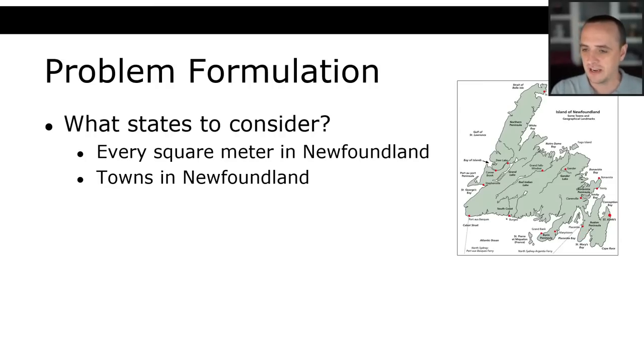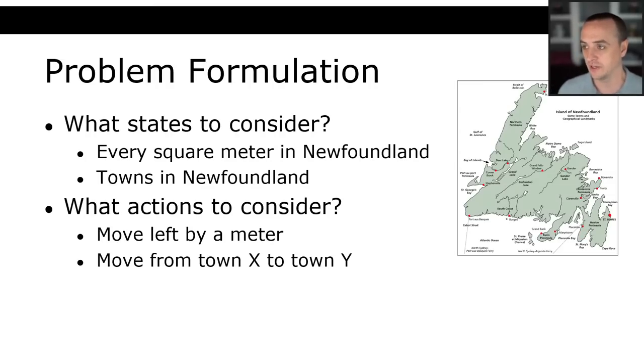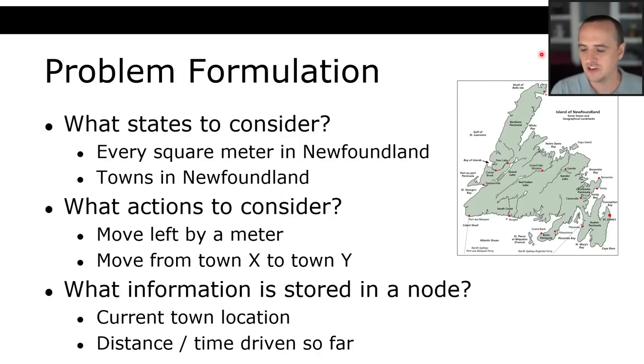Once we decide on what the states are, which actions do we consider, right? So if I had, for example, broken up Newfoundland into a grid of meters, then an action might be move left by 1 meter. But if I had broken it down into towns instead, then an action might be move from town X to town Y. Okay? So how you actually break up the problem into states determines what sort of actions are going to be legal as well. And what sort of information is going to be stored as we go along with our problem? So in these nodes, and we'll talk about nodes in a little bit.